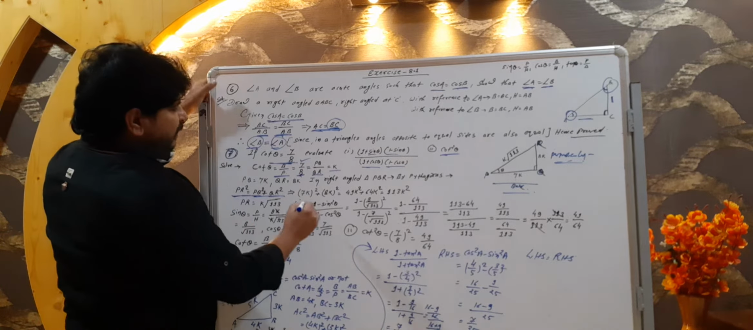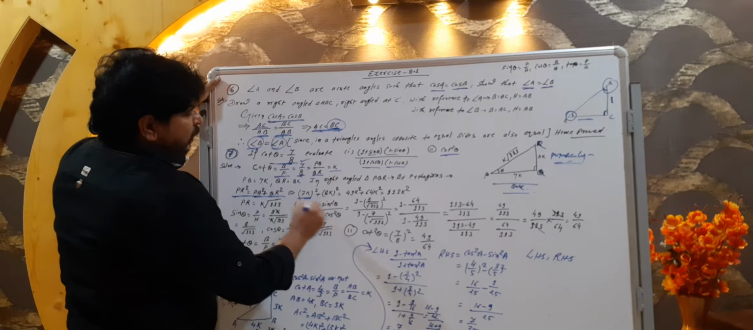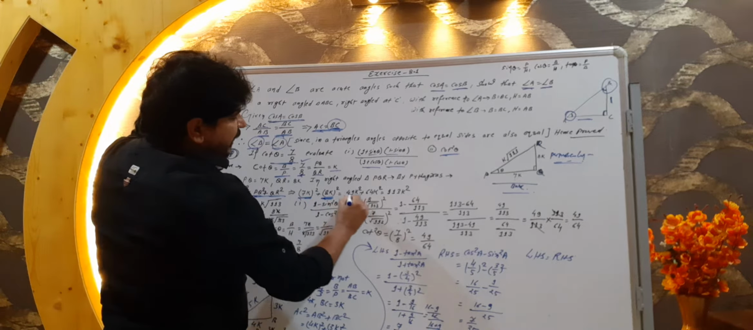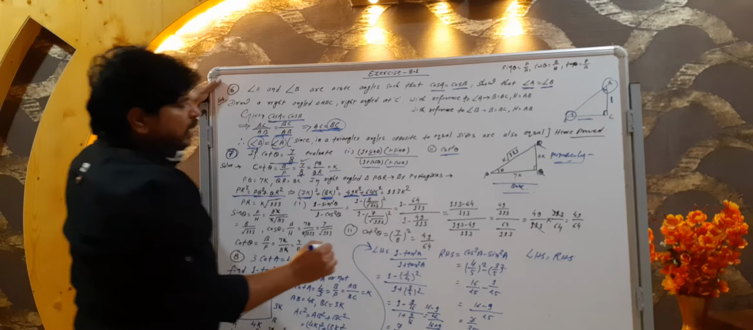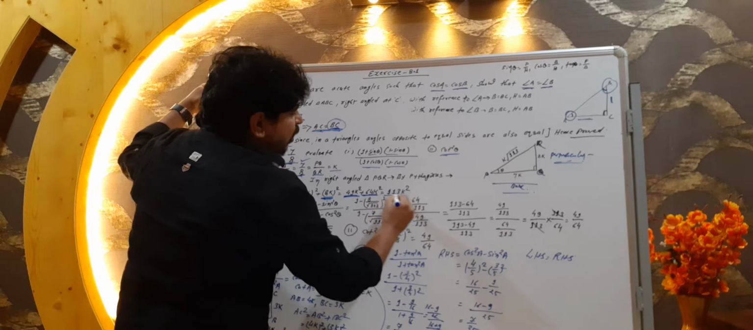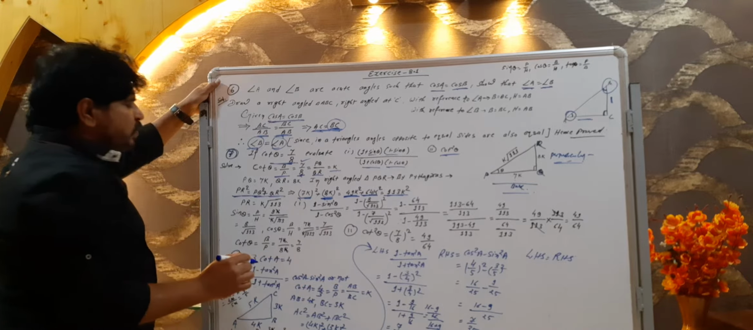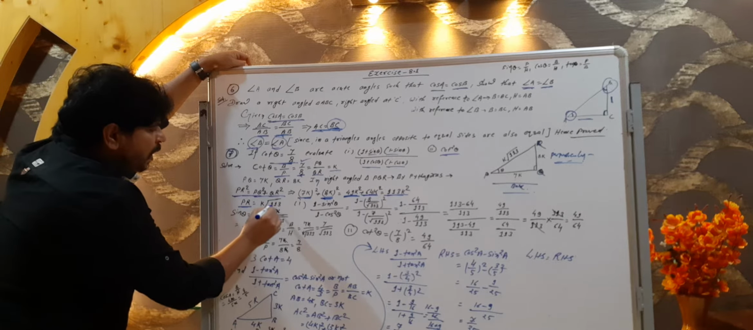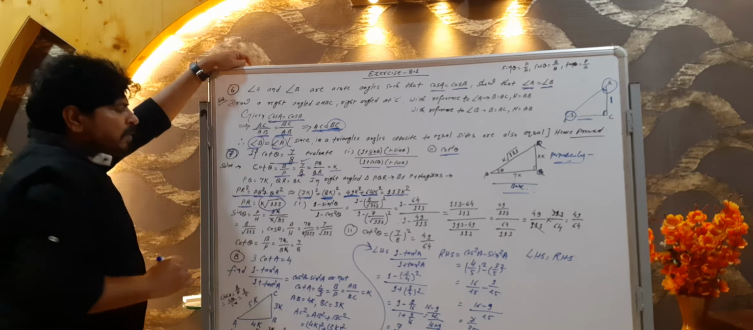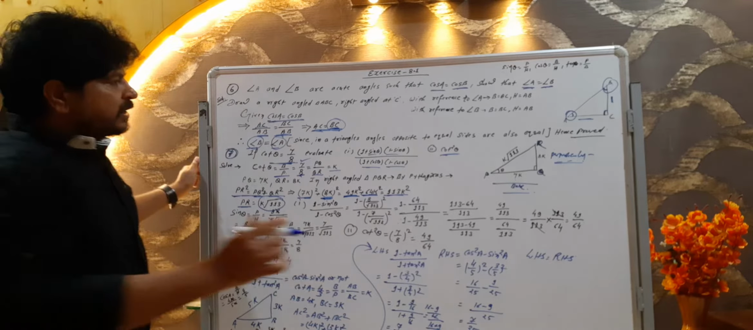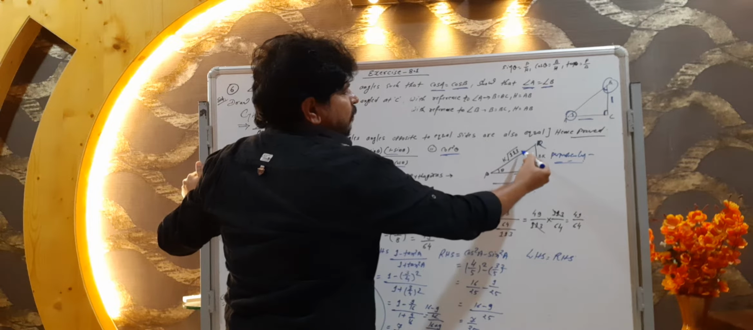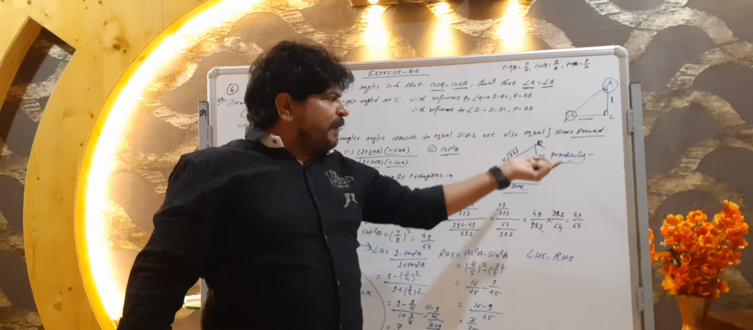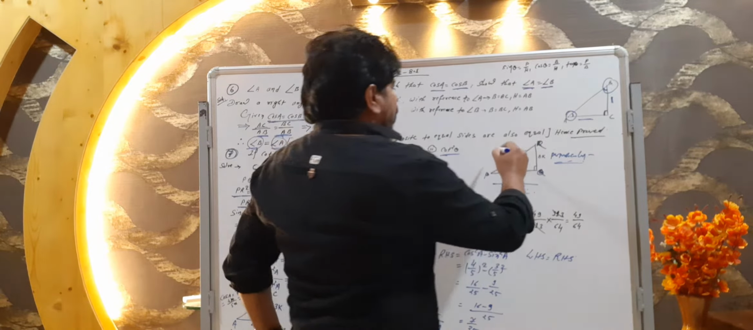Now we keep all the values. PR square is equal to 7k whole square plus 8k whole square as per the figure. 7k whole square means 49k square, 8k whole square means 64k square. If we add, we get 113k square. PR square is equal to 113k square, so PR is equal to k under root 113. Now we have all three sides: base, perpendicular as well as hypotenuse. All the things are with us.